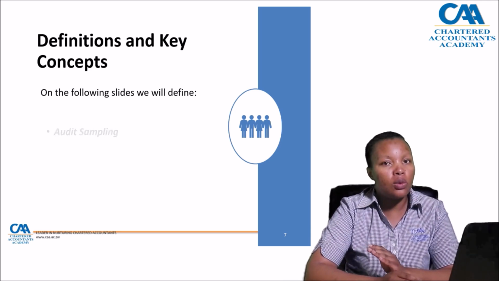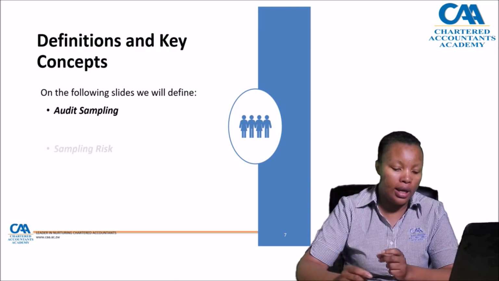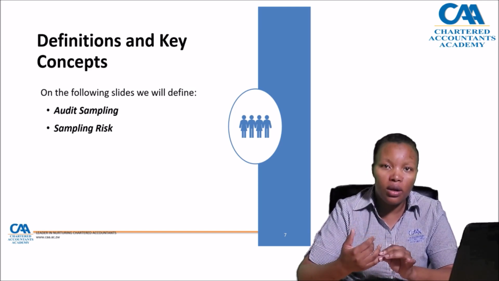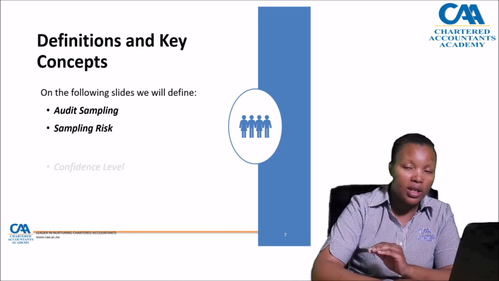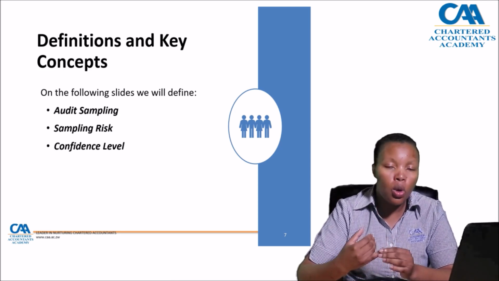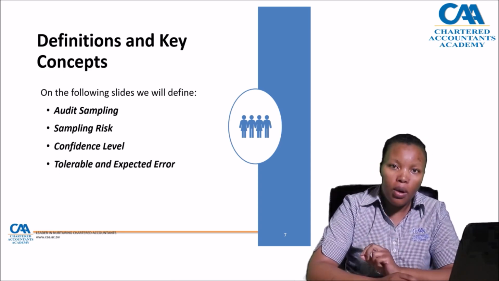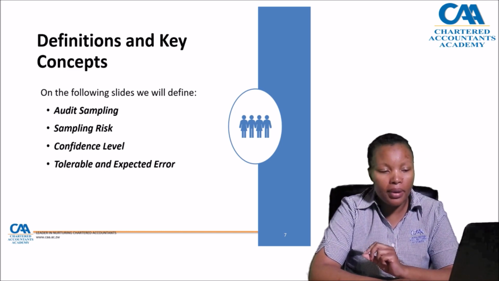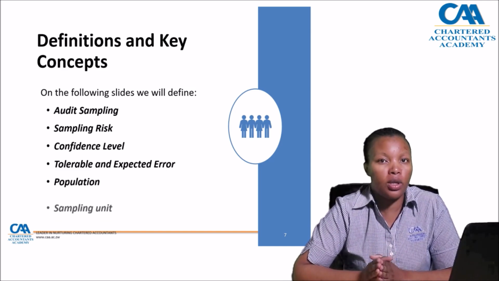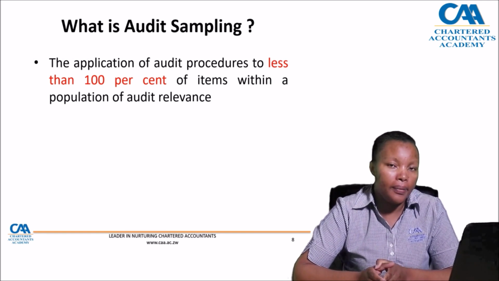That's number one. Next, we'll be looking at sampling risk. Because there is sampling, there will always be risk associated with that. So we'll define sampling risk. We'll also define confidence level, which is the level of confidence that we might want to rely on or express. Then there's the tolerable and expected error rate. There's the population, sampling unit. Those will be the terms that we're going to be defining. So first, we're going to look at audit sampling.